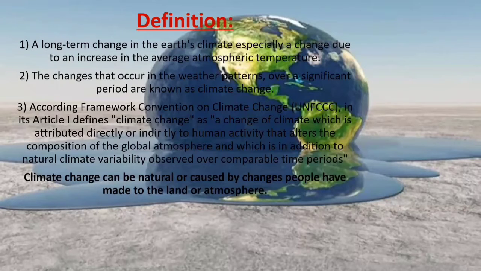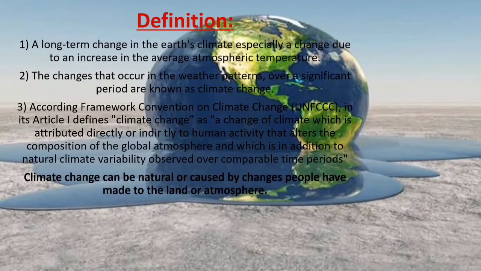So according to the UNFCCC, that is the Framework Convention on Climate Change, Article 1 defines climate change as a change of climate which is attributed directly or indirectly to human activity that alters the composition of the global atmosphere, which is in addition to natural climate variability observed over comparable time periods. So climate change can be natural or caused by changes people made to the land or atmosphere. So basically climate change is divided into two parts, natural and man-made.